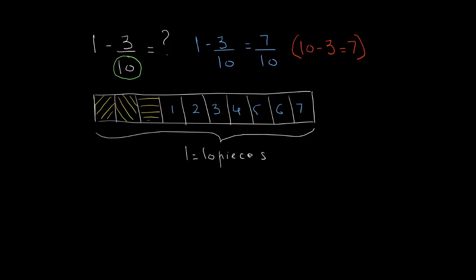So you can think of it as a problem where I had 10 out of 10 pieces initially, and then I gave away 3 pieces. So that means I'm going to be left with 7 pieces.